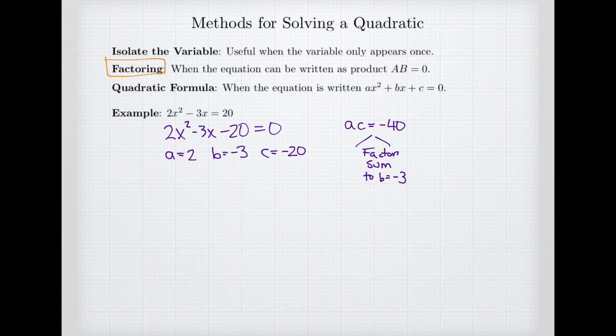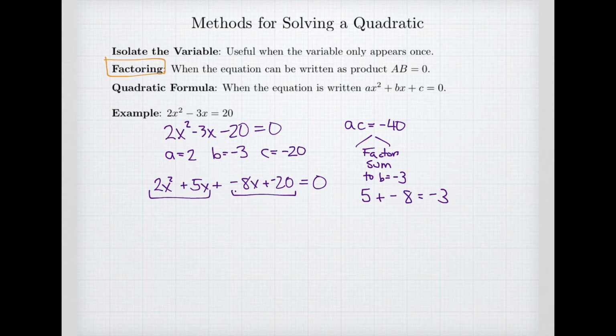So I'm going to write this as 5 plus negative 8, which gives me that value of negative 3. My strategy for factoring is to rewrite the middle term, the minus 3x, so that I get 2x squared plus 5x plus negative 8x minus 20, or plus negative 20. And we're going to group our terms.